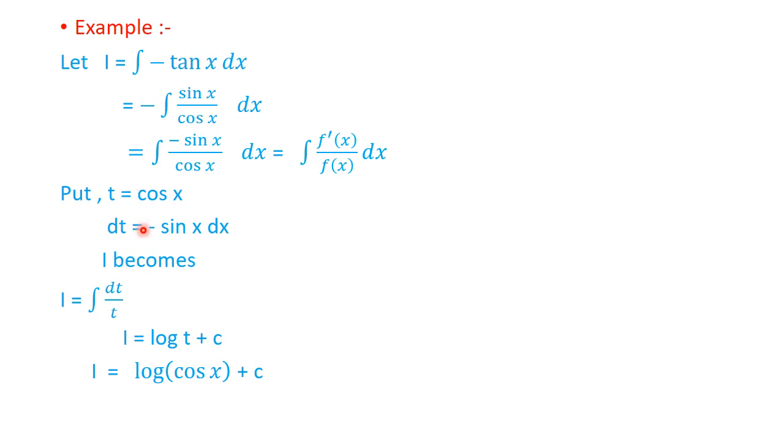You can directly write in this way, or you can go by using the substitution method also. If you go with the substitution method, then there is no need to write in this way. So what we do? Put t is equal to cos x. Then differentiate with respect to x. Therefore dt is equal to minus sin x dx. Therefore this becomes dt by t. Therefore I is equal to log of t plus c. But what is our t? By back substitution, log of cos x plus c. Therefore I is equal to log of cos x plus c.